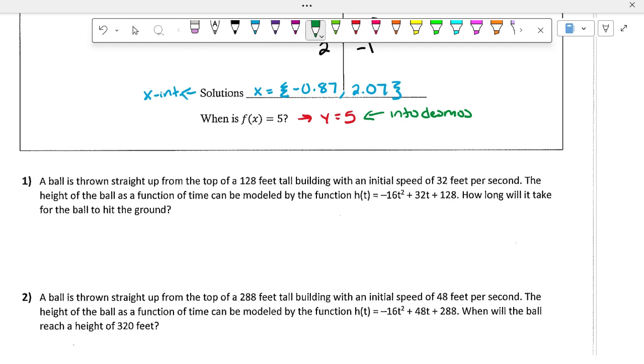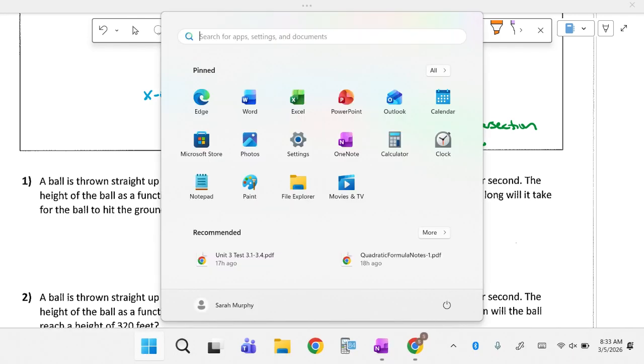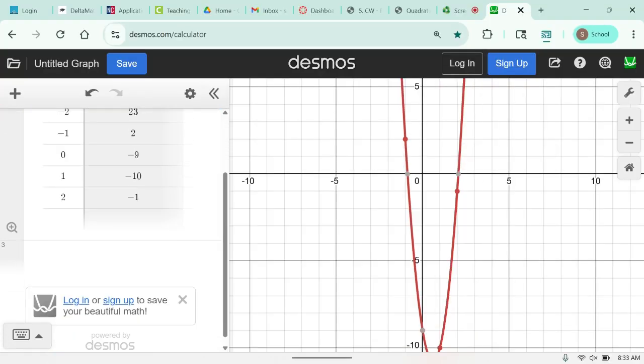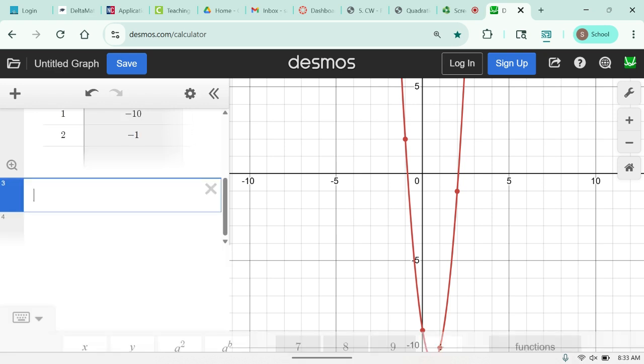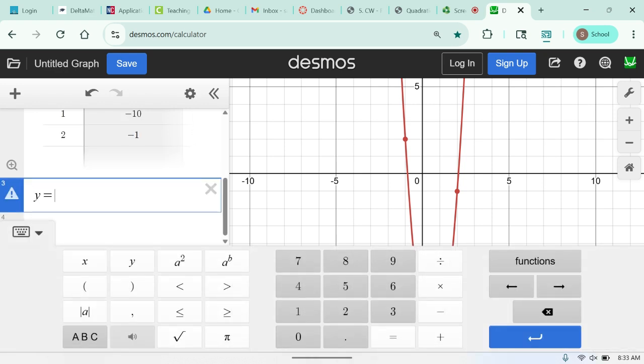So once you put it into Desmos, you're going to look for the point of intersection, which is where it crosses the other graph. It should already automatically mark it for you. And you want the x value of that point. All right, so that's what I'm going to do. I'm going to type in my next box, y equals 5. Make sure you put the y equals.